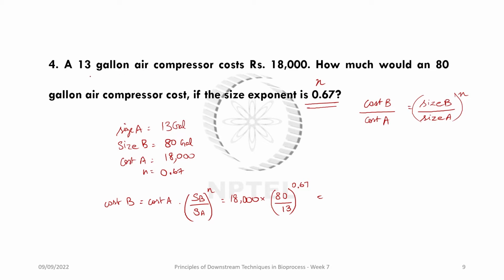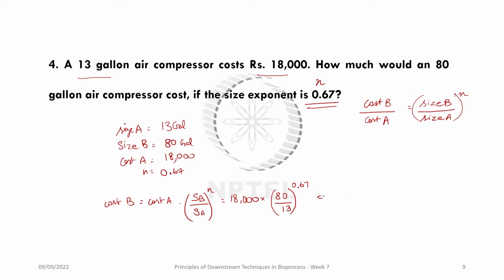So think about this. 13 gallons is 18,000. So 80 gallons is supposed to be costlier than that, right? At least by 3 to 4 times. That's what you would expect. So that should be some 60 to 80,000. So you cannot get something like 2,397. Correct? So check whether you have made some mistake in raising it to the power of 0.67 or somewhere.